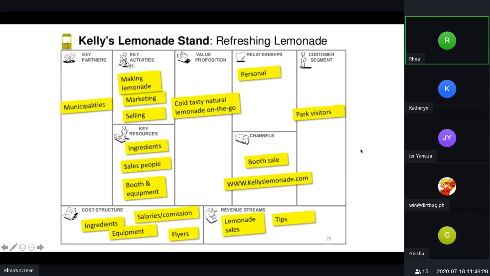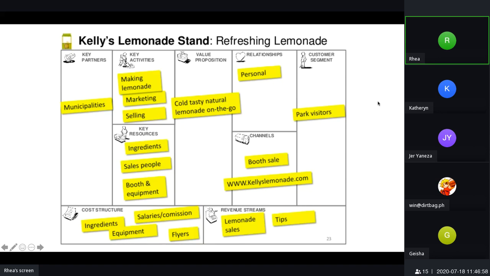So let's say I am selling a lemonade. My customer segment would be park visitors because I will put up my lemonade in the park. So my target segment now would be the visitors of the park. My value proposition, I will make sure that my lemonade is cold, tasty, and natural. No preservatives, no artificial flavoring. That would be a good value proposition.